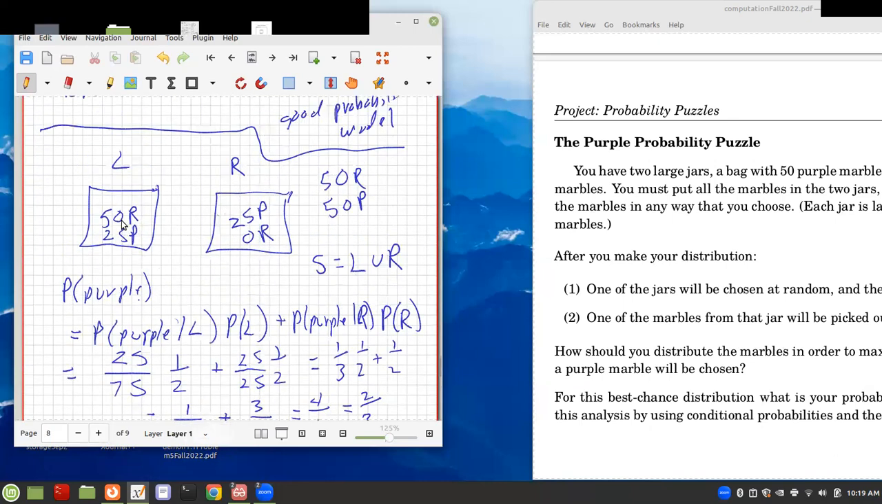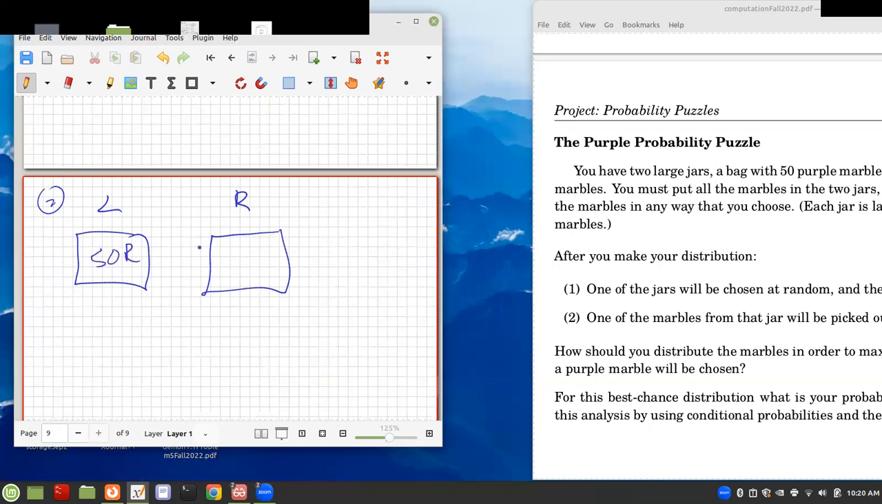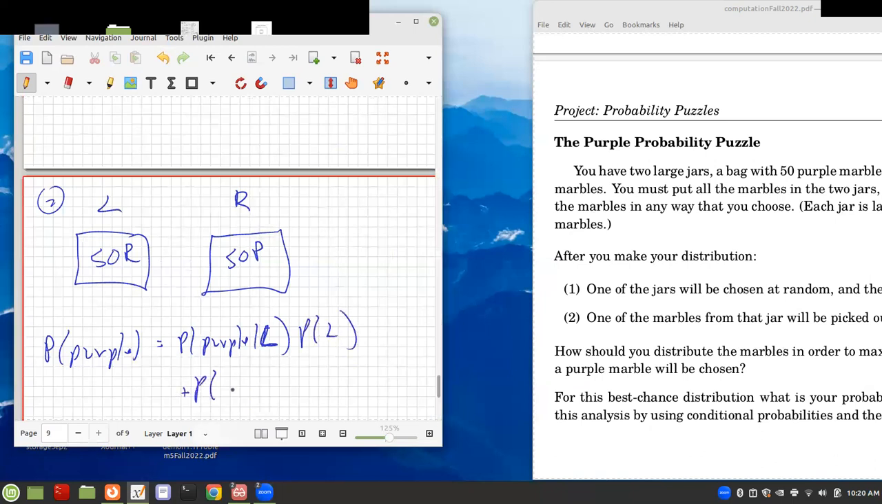Now, let's try where I put 50 red on one side, 50 purple on the other. So here's distribution 2, where I put 50 red here, 50 purple here, and I see what's the probability that you get a purple? Well, that's going to be the probability of purple given that it's left. It's the same formula, because we're just changing the individual probabilities. We're not changing the partition that we're using.